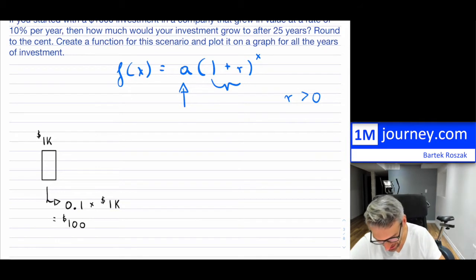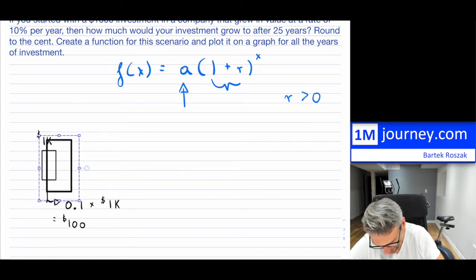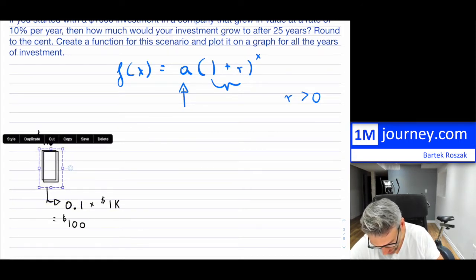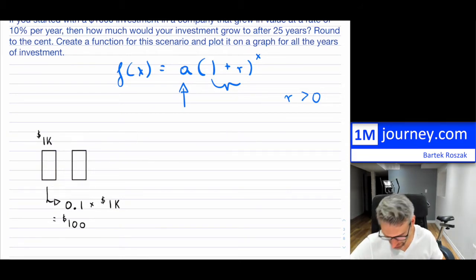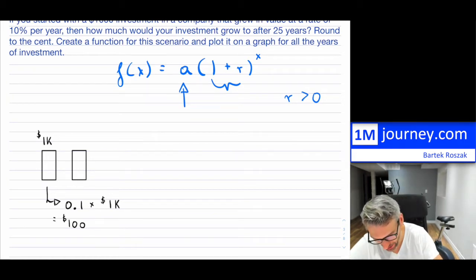So after 1 year, our original amount here, I'm going to duplicate it. Now, that's not what I wanted. Let me move this over. So after 1 year, the question is, how much money do you have now after 1 year if it has grown by 10%? Well, it's going to be your original amount, which is the 1K, plus the actual interest, which was $100.